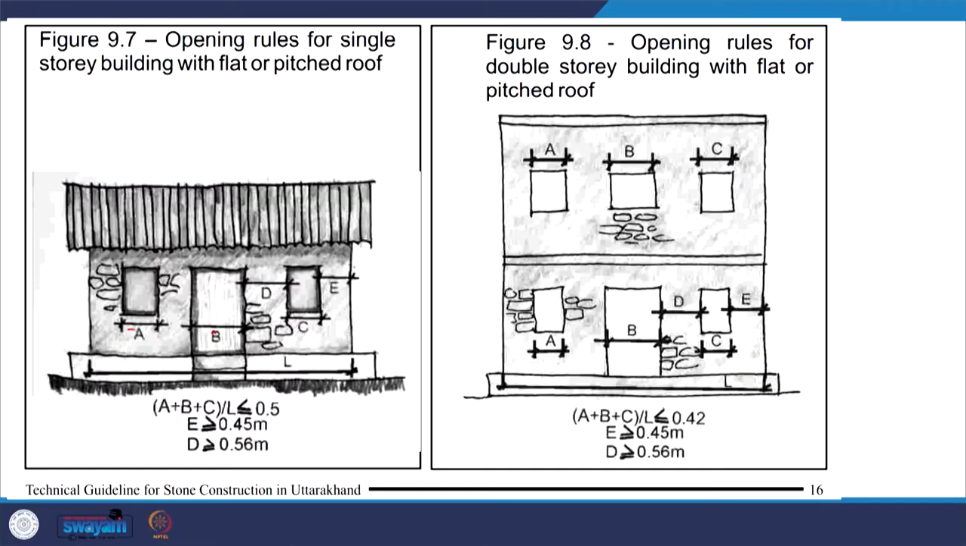Similarly, for the openings, the proportion of openings, how we should do it: you have A+B+, the windows plus doors, divided by the overall length of the house, which should be less than 0.5. Similarly, they have given these rules for both single story buildings and double story buildings. So in that way, it can be configured within these seismic compositions.